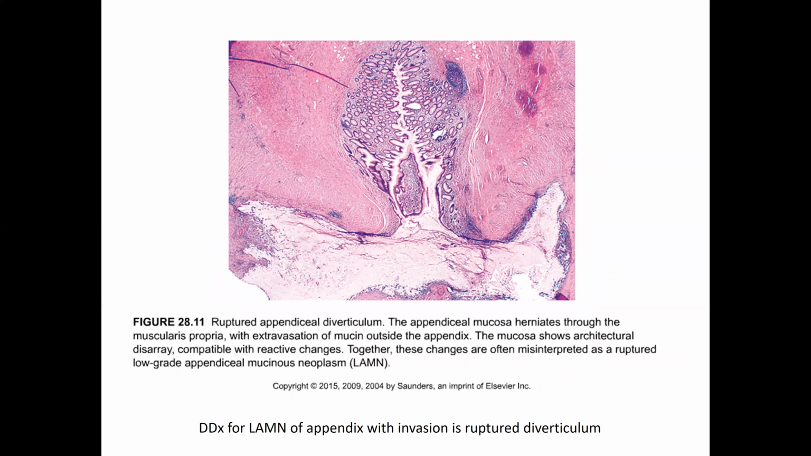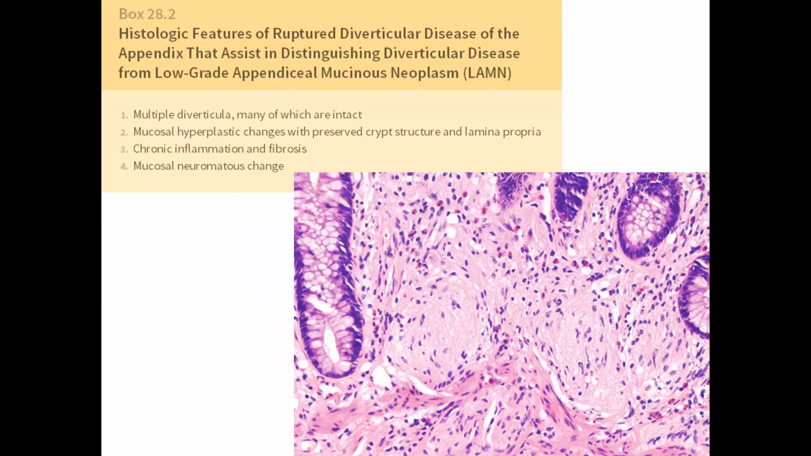Likewise, a ruptured diverticulum can give you a mucinous reaction on the serosa and so forth, but you should not have the evidence of low-grade appendiceal mucinous neoplasia, such as we've just indicated: loss of the lamina propria, hyaline fibrosis, and any degree of cytologic atypia. Now, there are a couple of clues that can help you to figure out that that's what's happened. Certainly, multiple diverticula, some of which were intact, would be an indicator that maybe this rupture was not due to neoplasia. If you see mucosal hyperplasia with preserved crypt structures, that's helpful.